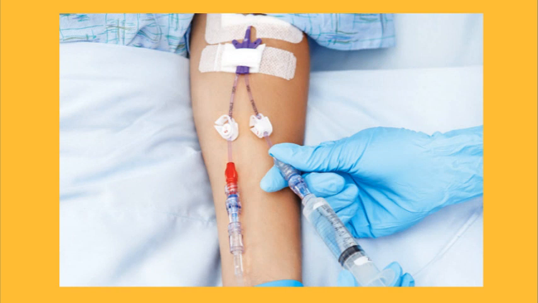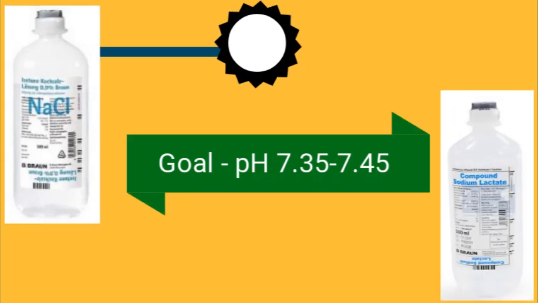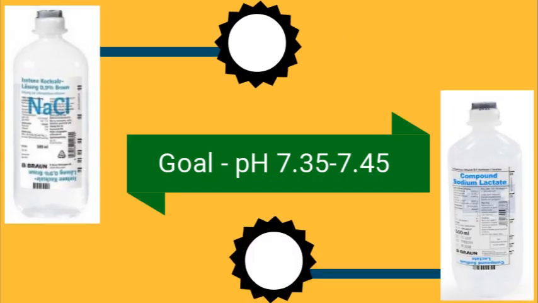It's important to understand the role of IV therapy in trauma as well, with our two most commonly used fluids being normal saline and compound sodium lactate having low pHs of 5.5 and 6.5 respectively. These fluids have the ability to worsen a patient's already occurring acidosis.